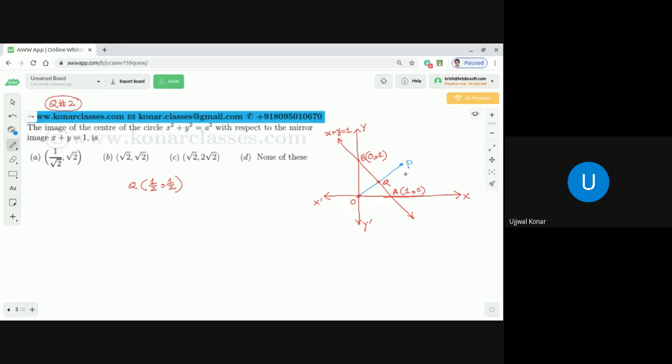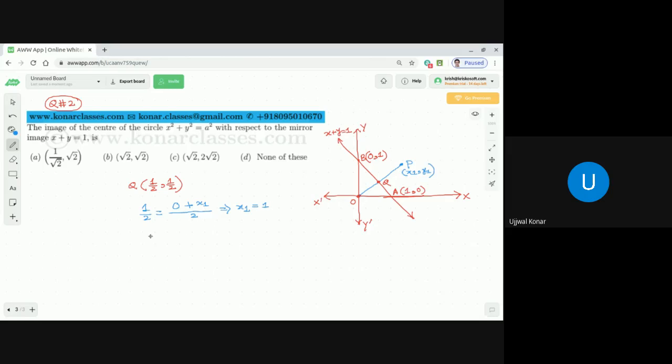Suppose the coordinate of the point P be x1, y1. Then Q is the midpoint of OP. So what can we write? We can write 1 by 2 is equal to the x coordinate of O, that is 0, plus the x coordinate of the point P, that is x1, divided by 2. So from here we get the value of x1 is equal to 1.